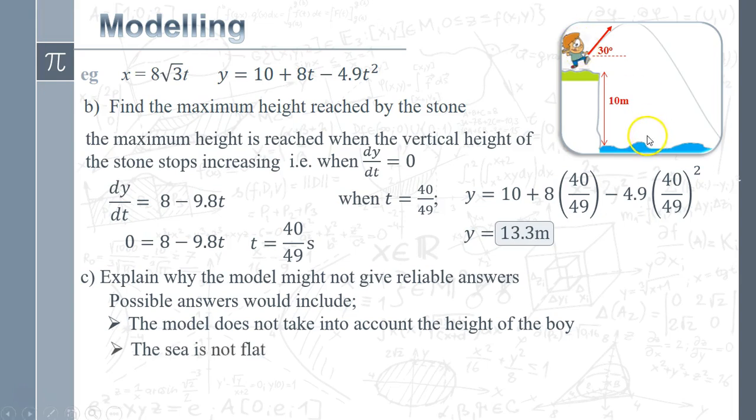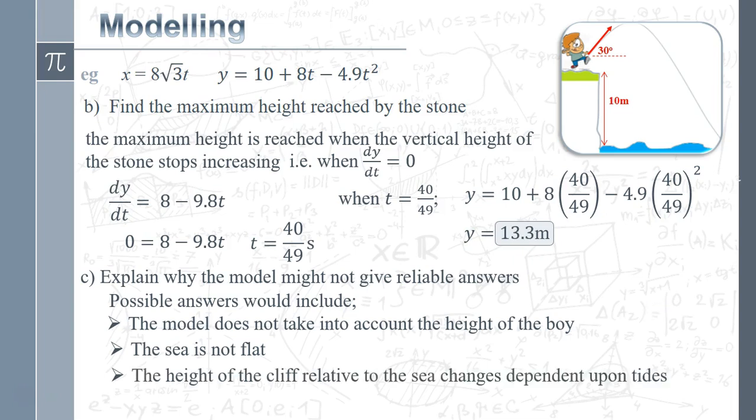The sea is not flat either, so clearly when the stone enters the sea, it might hit the top of a wave, which might be sizable, so that might introduce an element of uncertainty and unreliability into it. We've got the height of the cliff.